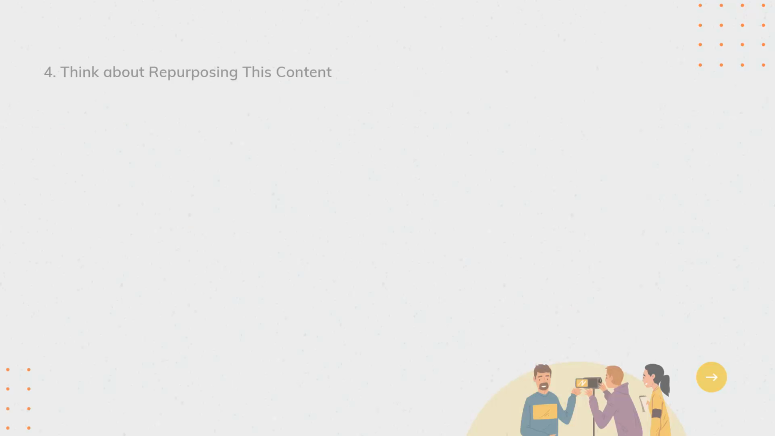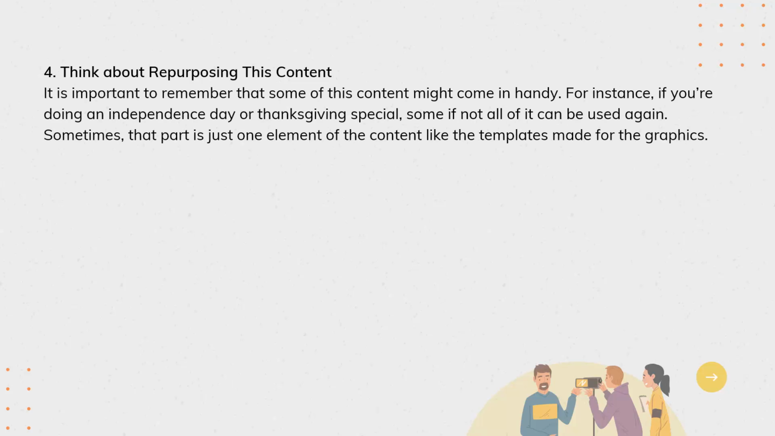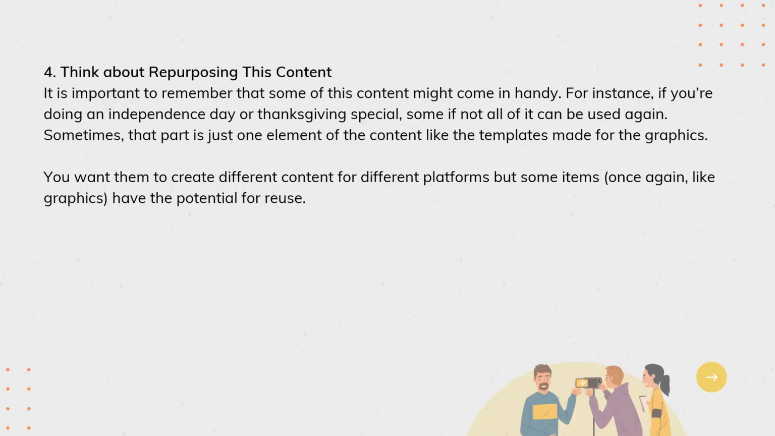It's important to remember that some of this content might come in handy. For instance, if you're doing an Independence Day or Thanksgiving special, some, if not all of it, can be used again. Sometimes, that part is just one element of the content, like the templates made for the graphics. You want them to create different content for different platforms, but some items, once again like graphics, have the potential for reuse. 5. List deliverables in the proposal.